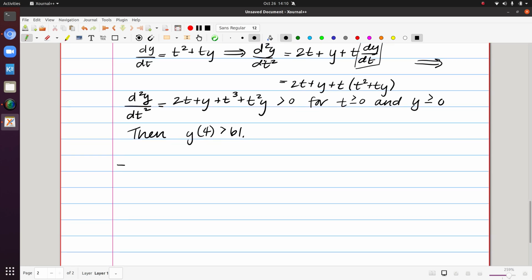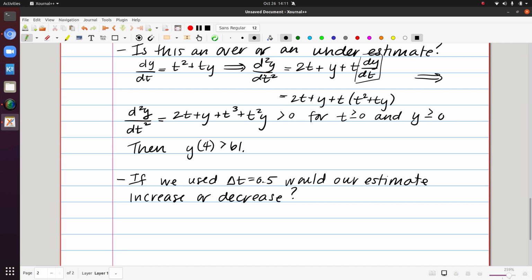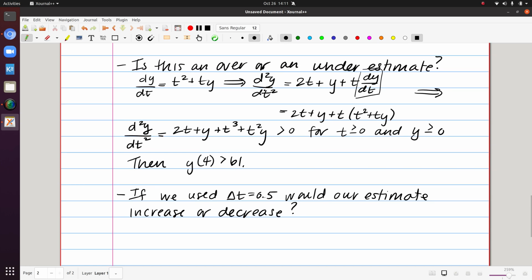And suppose now we're asked the following question, still with regards to this example. If we instead used delta t equals 0.5 rather than delta t equals 1, we could ask, would our estimate increase or decrease? So thinking about that here, we can recognize that we know we would still have an underestimate because we still have that on that interval, the solution function is concave up.